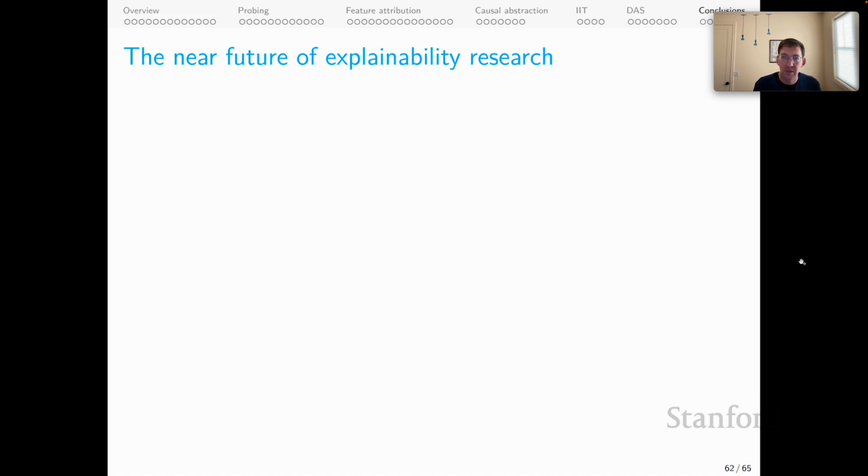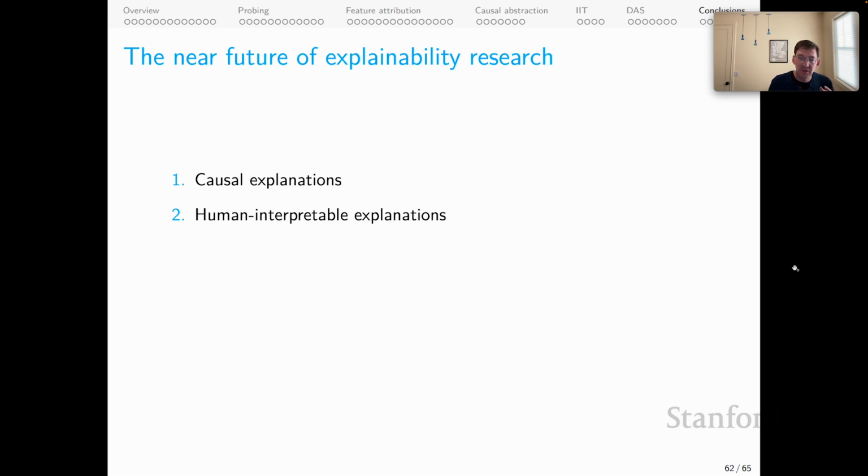And in that spirit, let's look ahead a little bit to the near future of explainability research for the field. First, as I said, we should be seeking causal explanations, but we also need human interpretable ones. If causality were the only requirement, we could just give low-level mechanistic mathematical explanations of how the transformer worked and call that explainability research. But that's at the wrong level for humans trying to offer guarantees about safety and trustworthiness. We need human interpretable explanations.